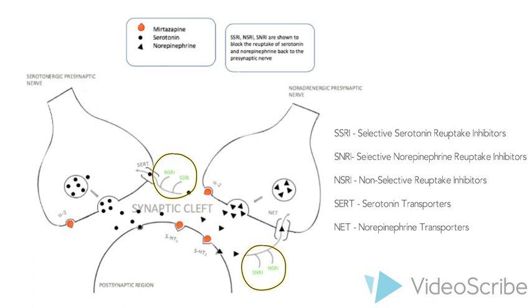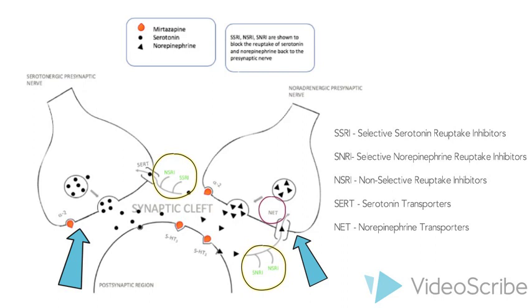We can see that the serotonergic presynaptic nerve is responsible for releasing serotonin, marked as ovals on the diagram, while the noradrenergic presynaptic nerve is responsible for the release of norepinephrine, marked as triangles. SNRI and NSRI drugs block the norepinephrine transporter, also known as NET, that controls the reuptake of norepinephrine back to the presynaptic nerve. This results in an increase of norepinephrine in the synaptic cleft.